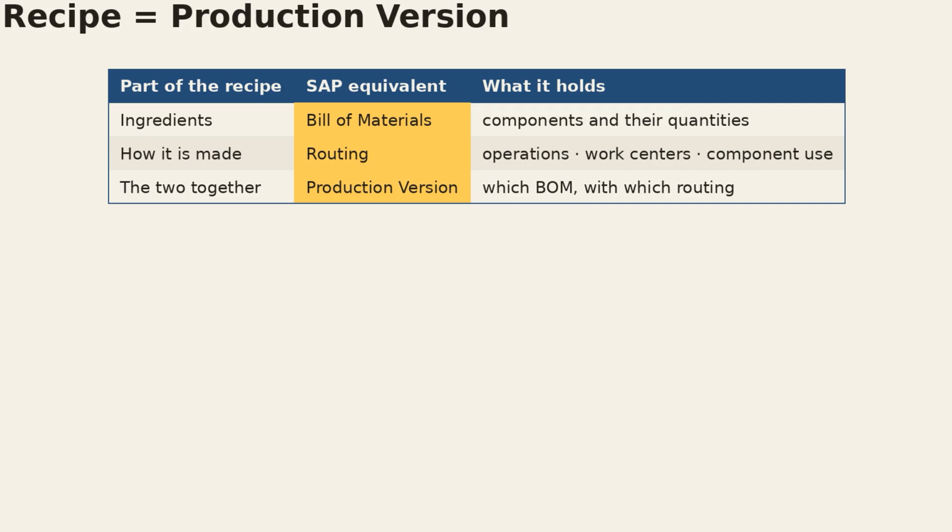SAP gives each of these 2 parts a name. It calls the ingredient list the bill of materials. That is, how much of each component goes into the product. And it calls how it is made the routing. That is, which operation happens at which work center, in what order, and which component is consumed at that step. When you bring these 2 together into a single build recipe, what you get is the production version. So change the components and the bill of materials changes. Change the method and the routing changes. And when either one changes, the production version changes.